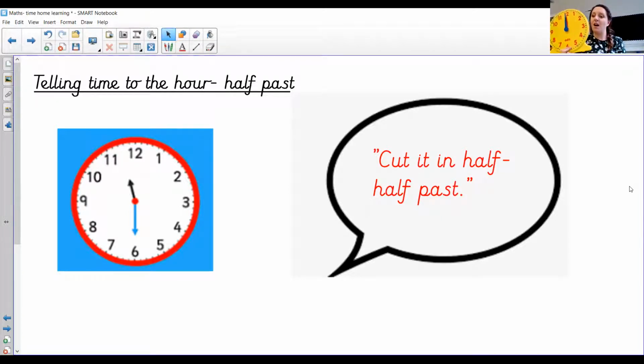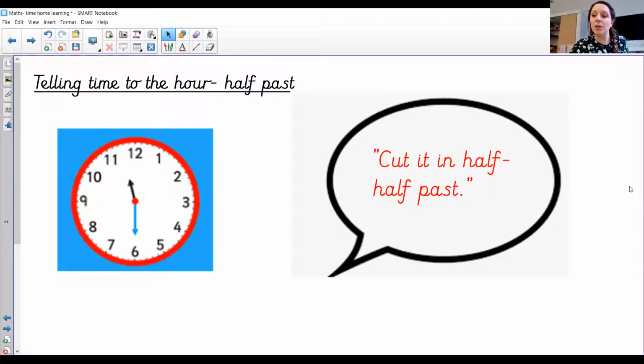Now, half past times we're doing today. So, o'clock was to the top. Half past times, I always say, cut it in half, half past, because it's like cutting our clock in half. The long hand was pointing at the 12 for the o'clock times, but when I cut that clock in half, it points at the 6 at the bottom. So half past times are always with that long hand pointing down to the bottom, down to the 6. So I do o'clock to the top, cut it in half, half past. That's how I remember it.